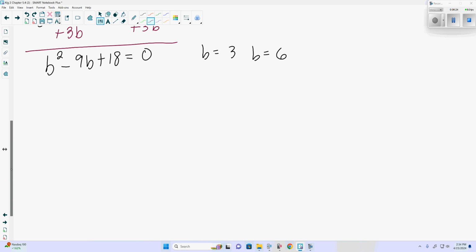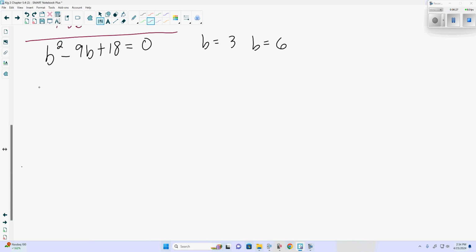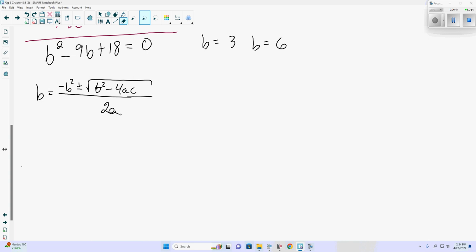Now we will check, but before we do that, we can also solve this with the quadratic formula. Well, in our case, it wouldn't be x, it would be b. b is equal to negative b plus or minus the square root of b squared minus 4ac all over 2a. This b and this b are not the same.